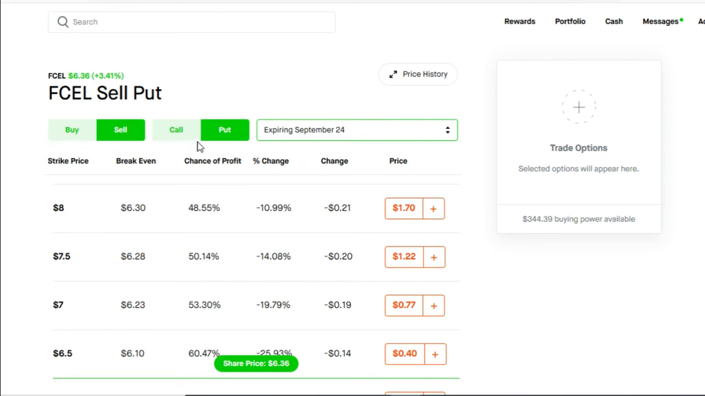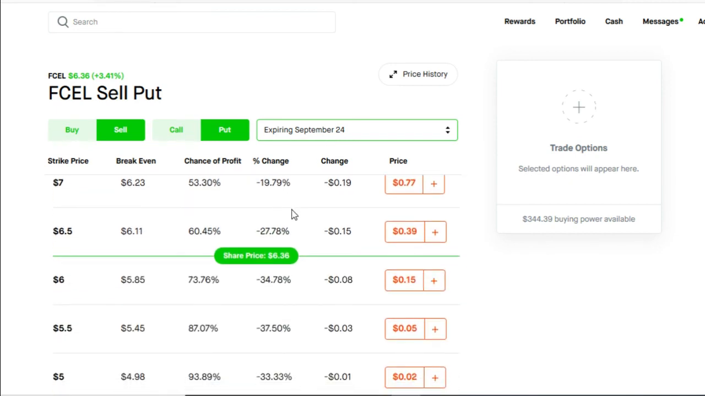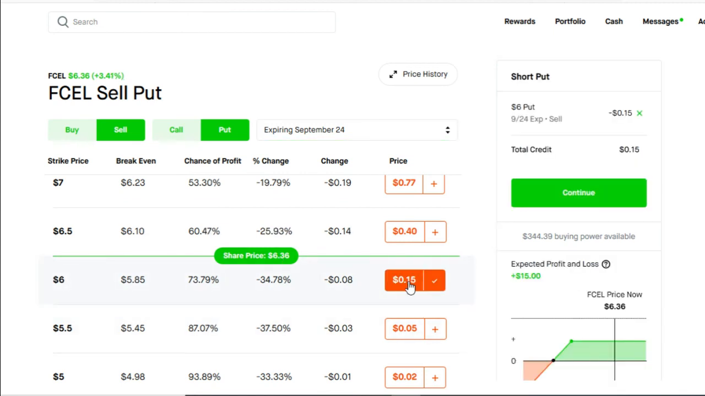So we're going to go sell, put, we're going to choose our expiration date, September 24th. And now we're going to choose our strike price below our current share price. So we're gonna choose the $6 strike price, we're gonna hit that, and we're gonna receive $15. Now you can see right here, right away, $15 into your account.